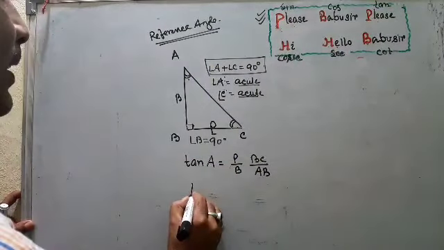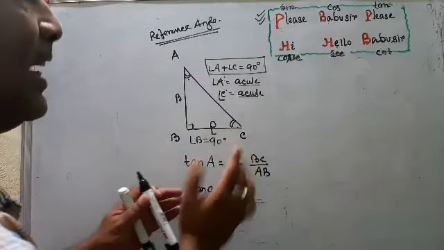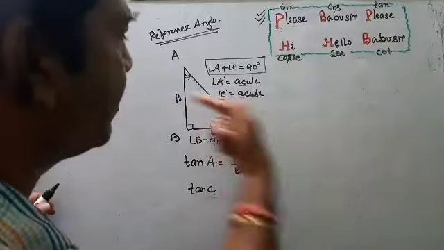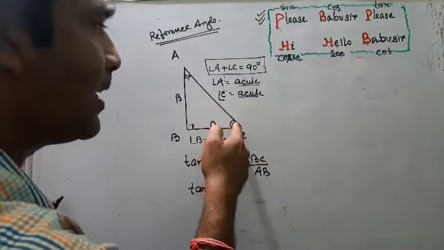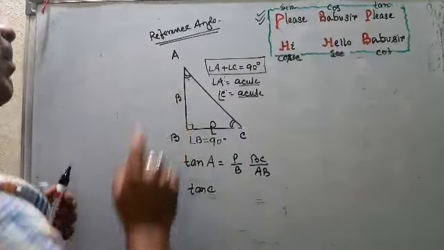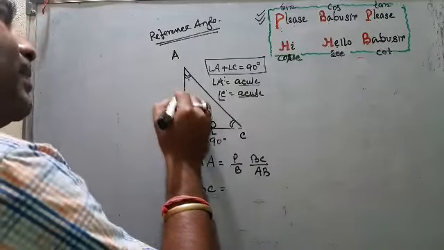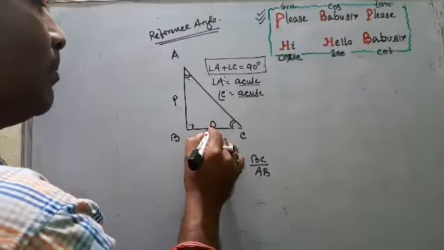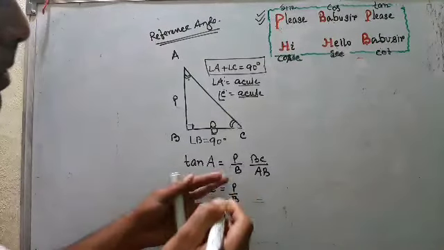If it is given tan C, we go to reference angle C. From here, AB is the perpendicular because angle C is the reference angle and the opposite side is AB. So that time AB is the perpendicular. Okay. Now for tan C, AB is the perpendicular, then the remaining BC is the base.